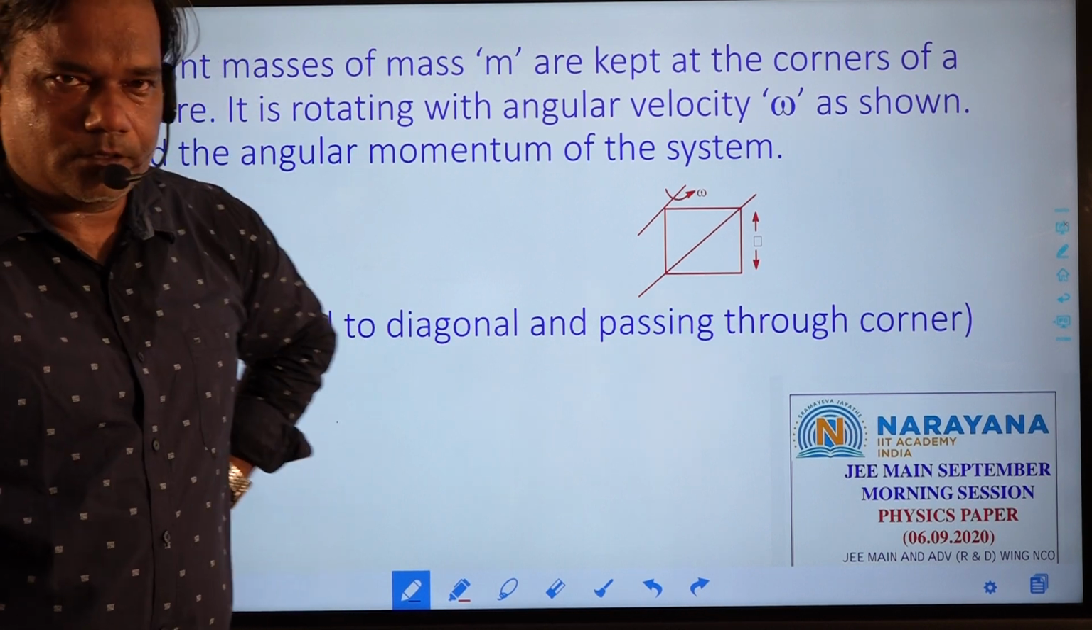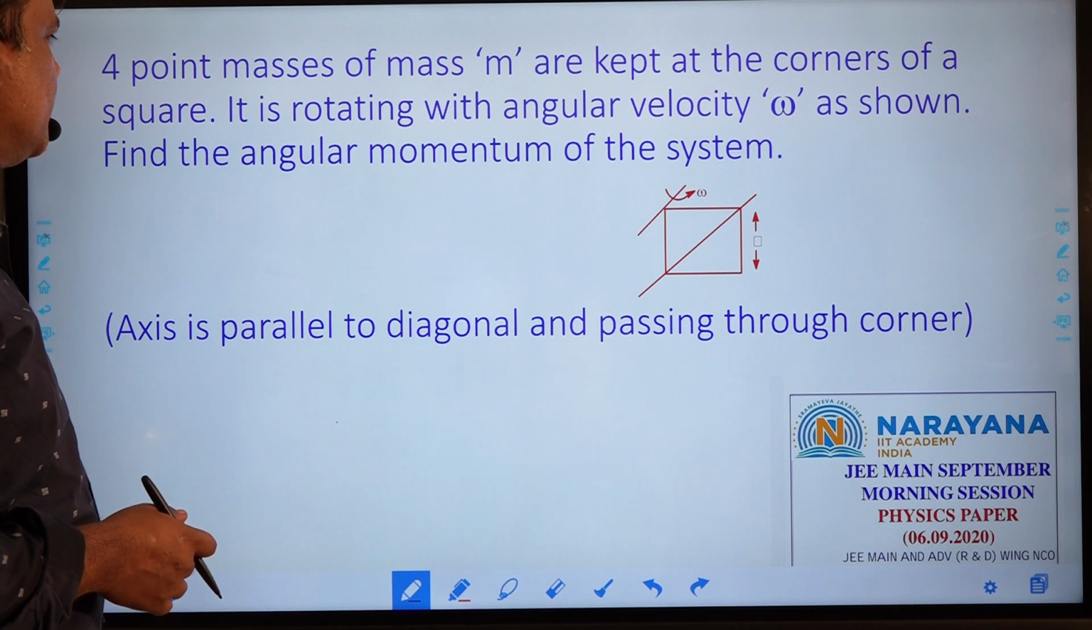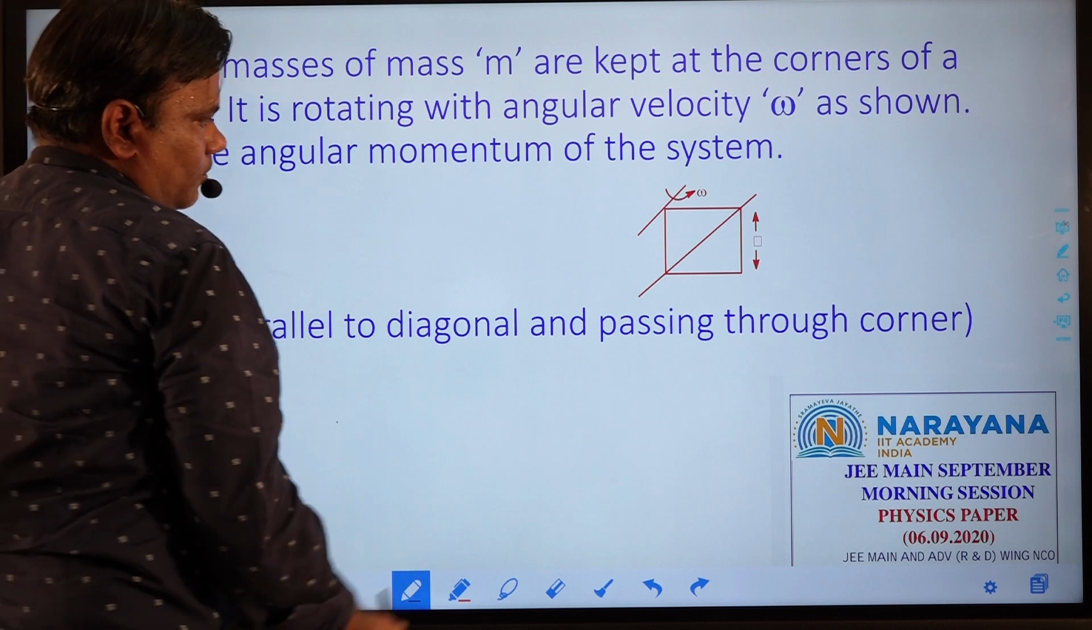Right. Okay. So let's continue with the next question. The next question is based on angular momentum of the system. There are 4 point masses which are present at the 4 corners of a square.